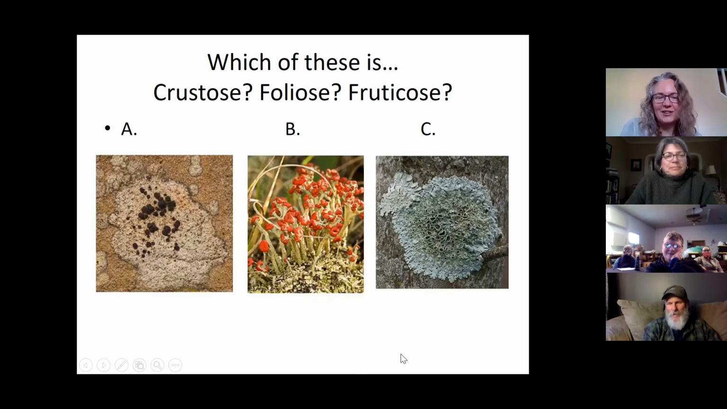Oh, well, I'm going to read this. It says A is crustose, B is fruticose, and C is foliose.